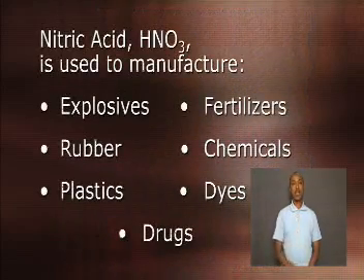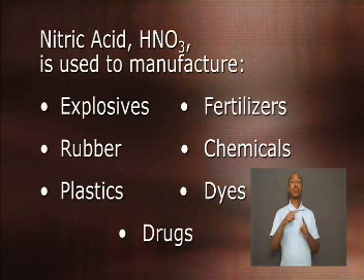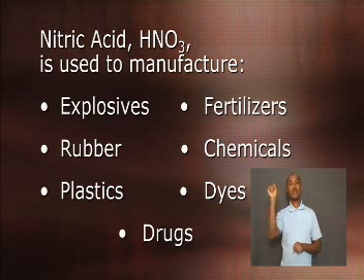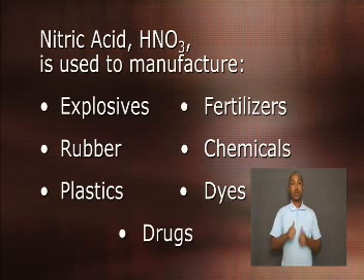Nitric acid is used to manufacture explosives, such as trinitrotoluene, which is also referred to as TNT, and trinitroglycerin. It is also used to manufacture fertilizers, such as potassium nitrate and ammonium nitrate, rubber, chemicals, plastics, dyes, and drugs.